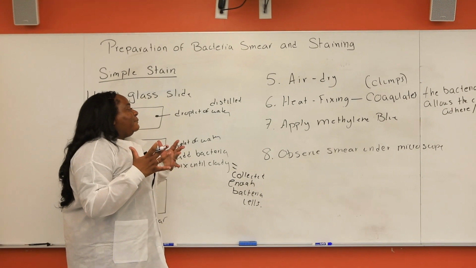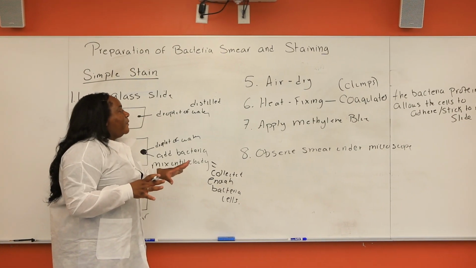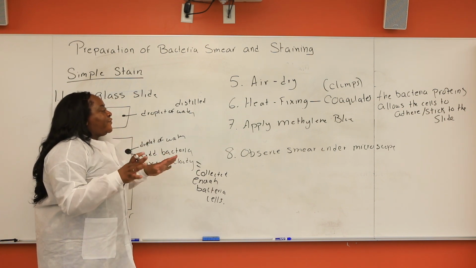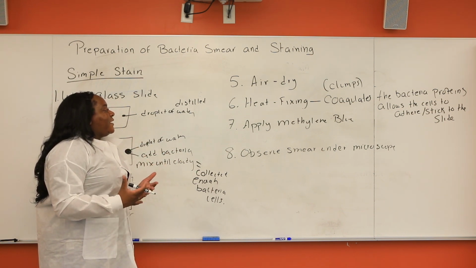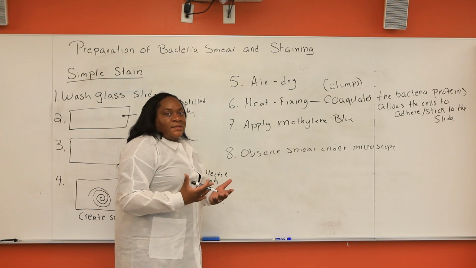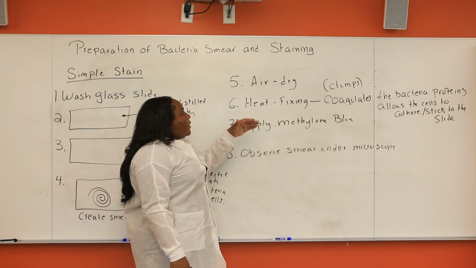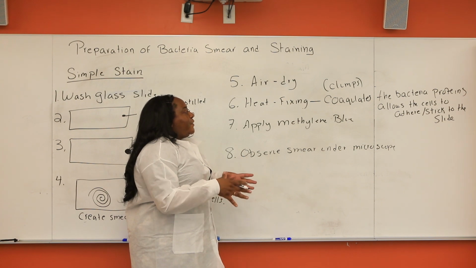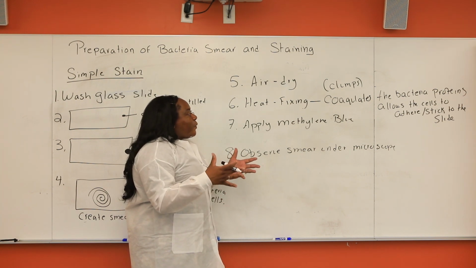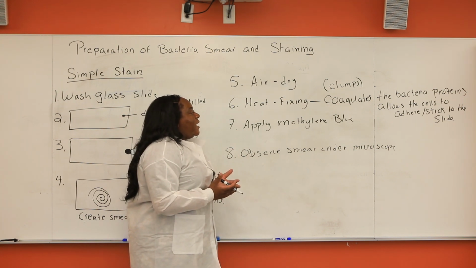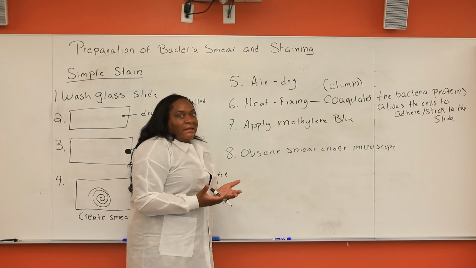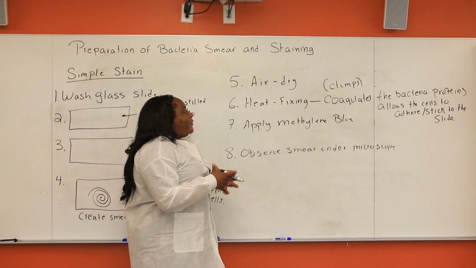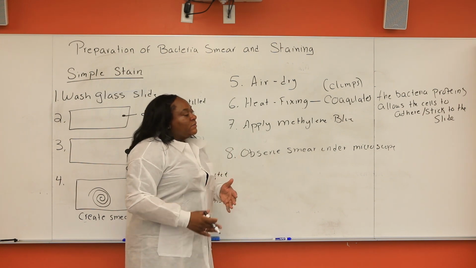So let me go back. Heat fixing, of course, allows for adhesion, right? But also heat fixing kills the bacterial cells as well, okay? But you don't want to overheat fix because, yes, you're killing the bacterial cells, but you don't want to distort or rupture the cells. You don't want to lyse the cells, right? Because that's going to defeat the purpose of staining cells, because you want the cells to remain intact, okay?